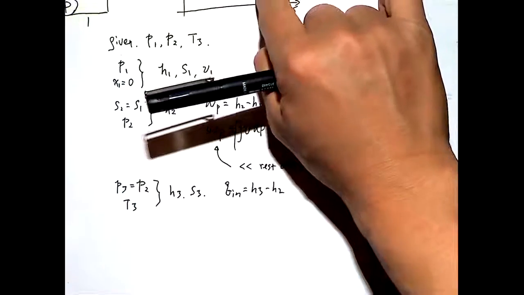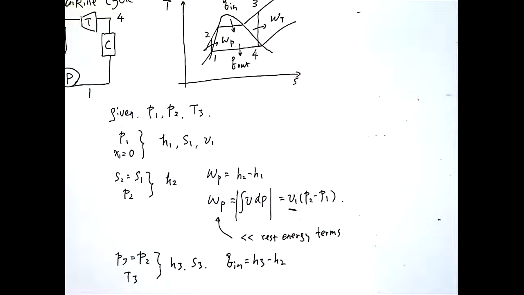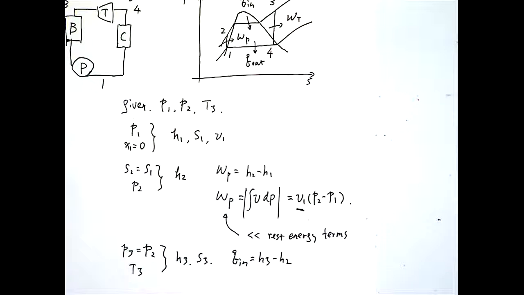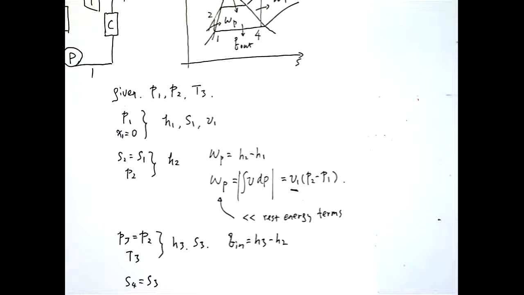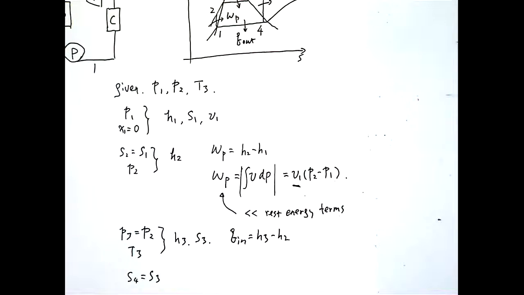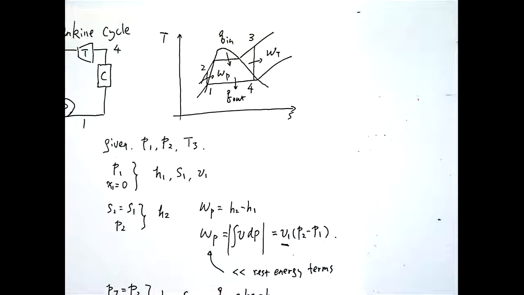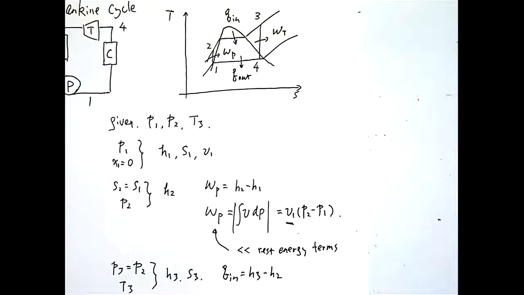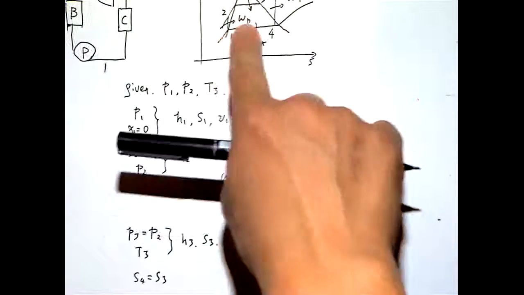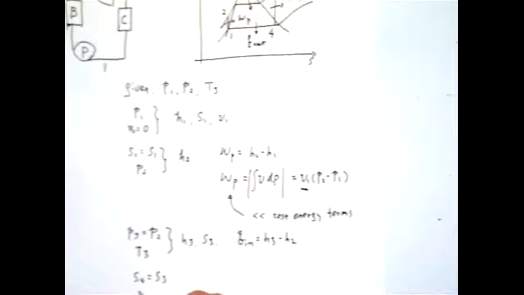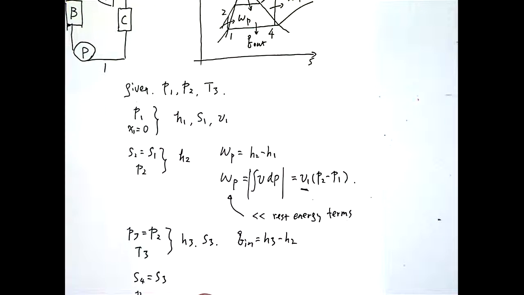which means the state 4. You need to figure out the state 4. State 4 is also readily known with S4 equals S3, isentropic process, as well as 1 and 4 are on the same horizontal line, which means temperature and pressure are the same, right? For state 1 and state 4. So from P4 equals P1, you can figure out the H4.